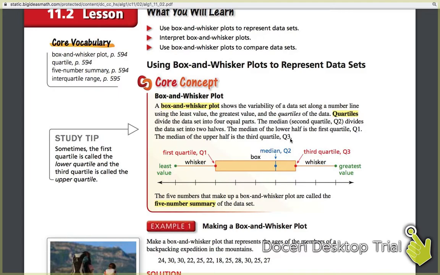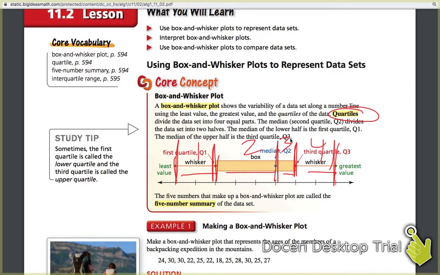If we take a look at it, we've got these things called quartiles. And quartile, the root word quart, meaning four, breaks this data into four equal parts. Okay, four even parts here. We've got the whisker, the box, the whisker, right? We've got four parts. So we've got one, two, three, four. Each one of those four parts holds 25% of the data.